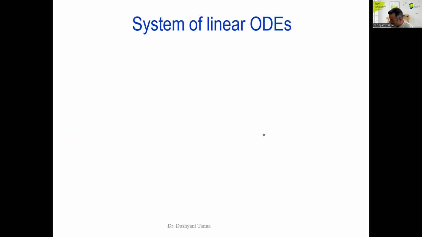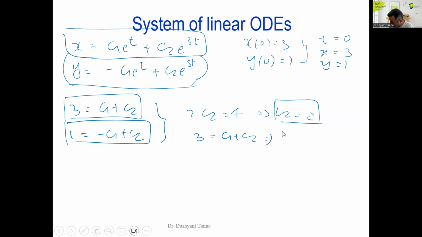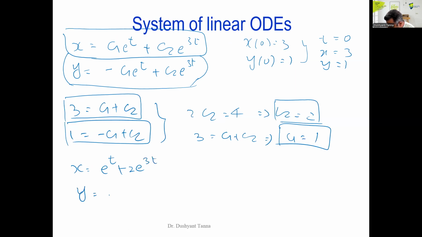Once you have your c2, 3 is equal to c1 plus c2, and therefore your c1 will be 1. That's it. We got c1 as 1, c2 as 2. Your final particular solution, x, will be e raised to t plus 2 e raised to 3t, and y is equal to minus e raised to t plus 2 e raised to 3t. And that's your final x and y.